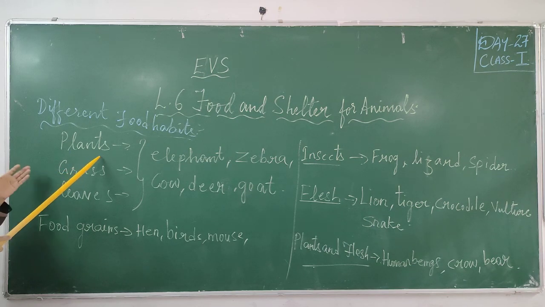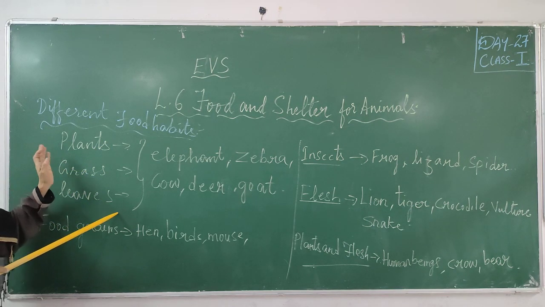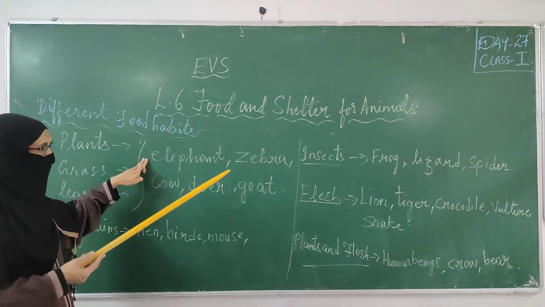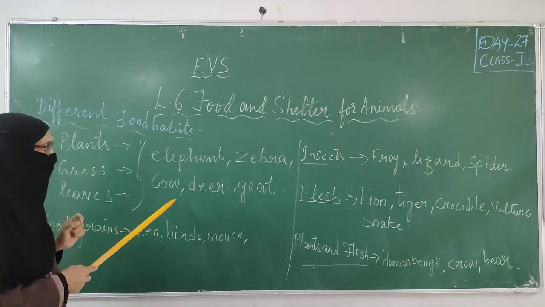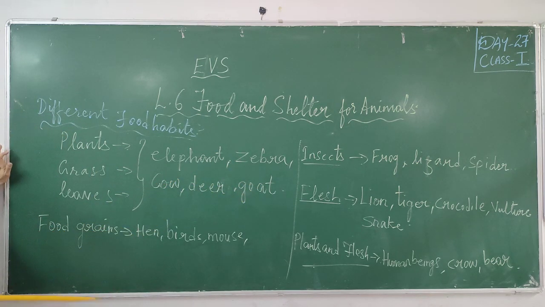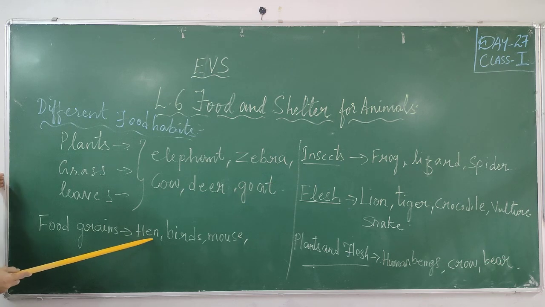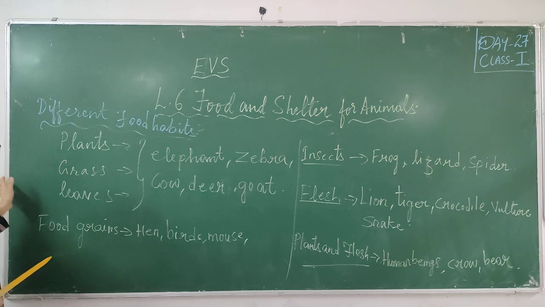Animals that eat plants, grass or leaves all come under one category, that is plant eating animals. Animals that eat only plants do not eat flesh. What are those animals? Elephant, zebra, cow, deer, goat, etc. Now coming to food grains. Animals that live on food grains are hen, birds, mouse.